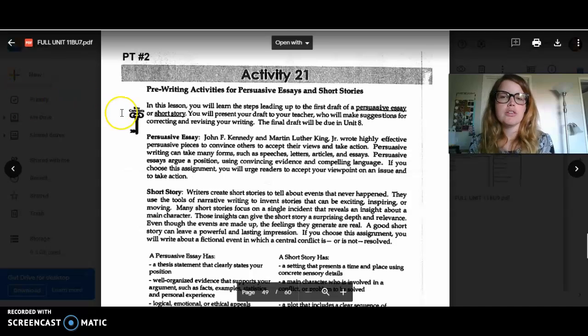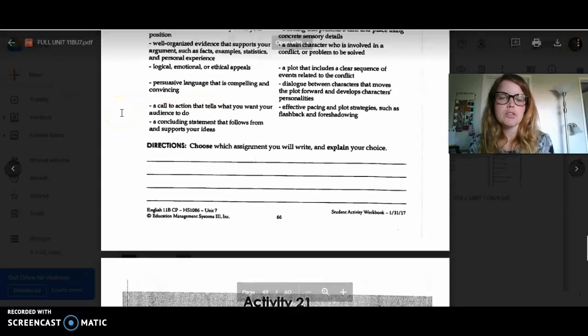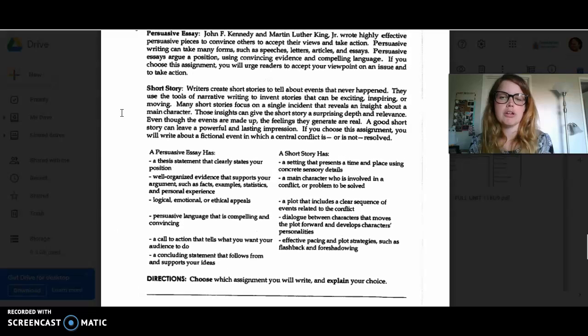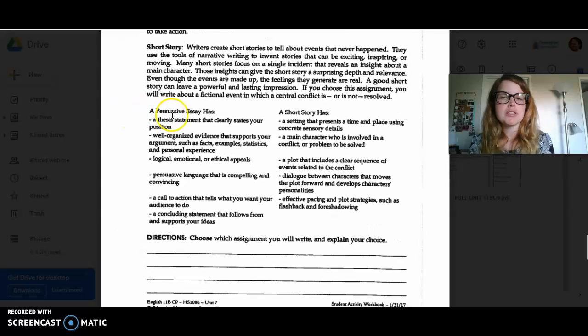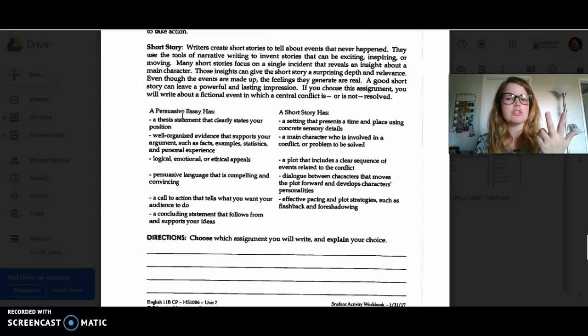So if you look on this page, this is page 66 in your workbook. A persuasive essay has a thesis, well-organized evidence with facts, statistics, examples, personal experience. It has ethos, logos, and pathos, logical, emotional, and ethical appeals, persuasive language, so loaded words and things like that. Call to action, tell me how I can fix it, how I can do something to side with you, and then a concluding statement that supports your ideas.